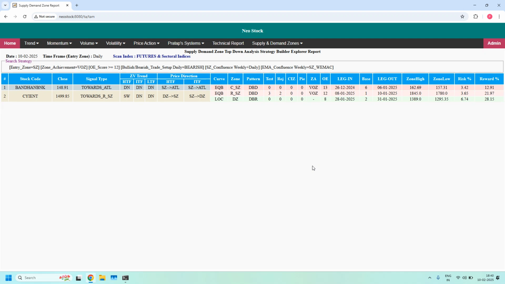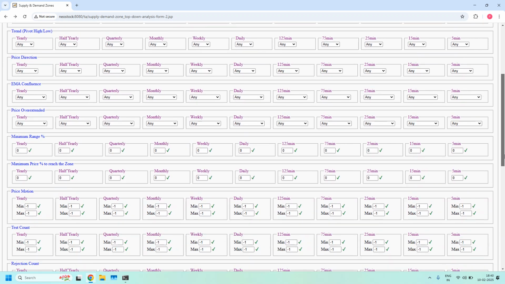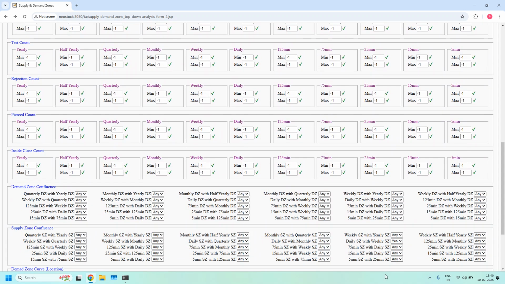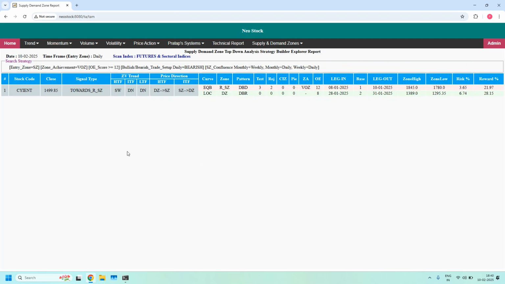Next, let us look for LTF, ITF and HTF supply zone confluence. So removing the EMA filter. In the supply zone confluence, we should set 3 filters. First filter is already enabled, daily with weekly. Second filter, daily supply zone with monthly supply zone confluence. Third filter, weekly supply zone with monthly supply zone confluence. With all the three filters, we got only one stock.